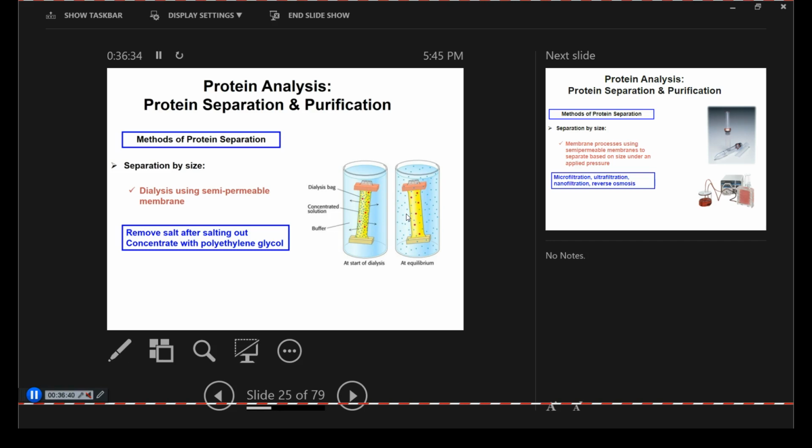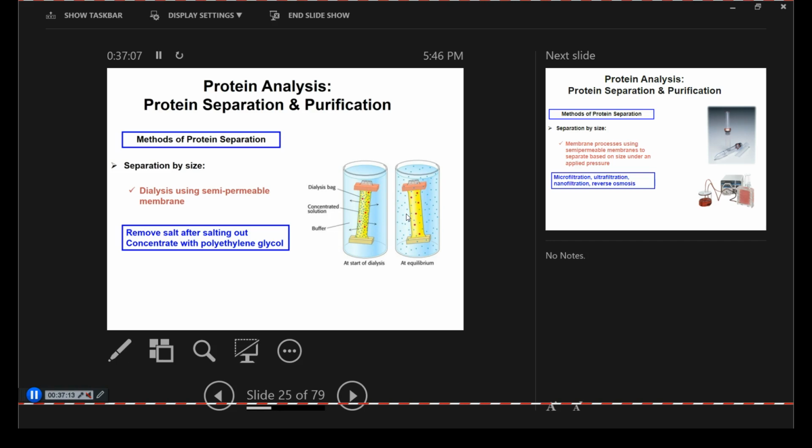And then what happens is your salt will get to an equilibrium between the inside and the outside. So every 4 or 5 hours, we change the water or the buffer, and then you get to another equilibrium. And you continue doing that until the concentration of salt inside the tube is very, very small. You will never get zero, because the principle here is you reach equilibrium after a certain period of time. So you never get zero, but you reach a really low concentration of salt.